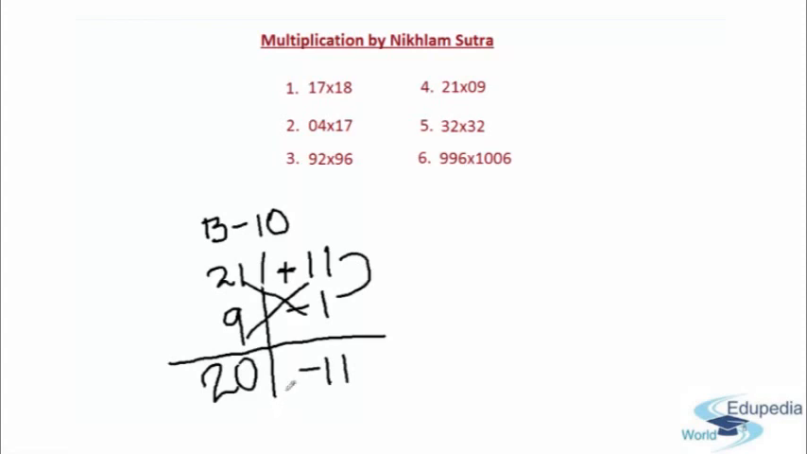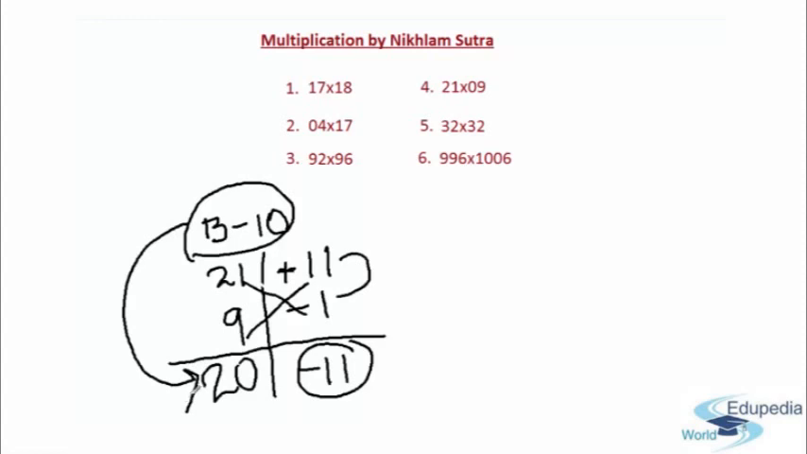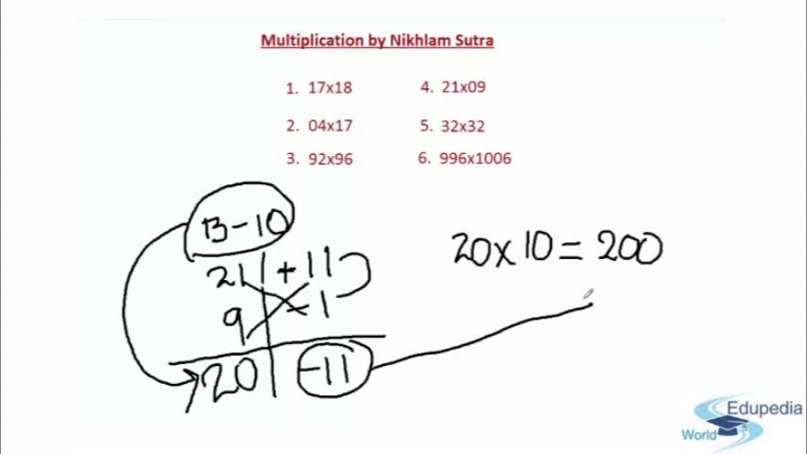a negative number. So whenever you get a negative number like this, you just multiply the base with the number that you got on the bottom of the left column side. So just multiply these two numbers. So 20 into 10, then you will get 200 as the answer. Now you just subtract this 11 from these 200. So the answer that you are going to get here is 189.